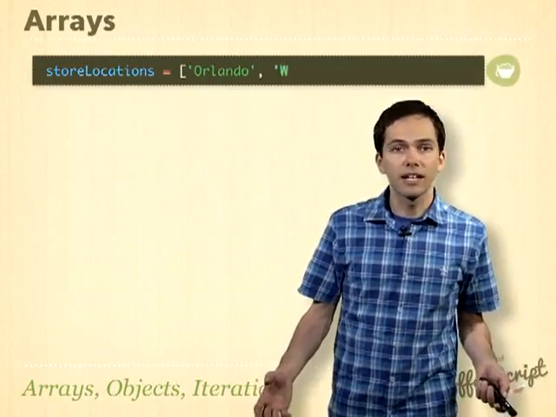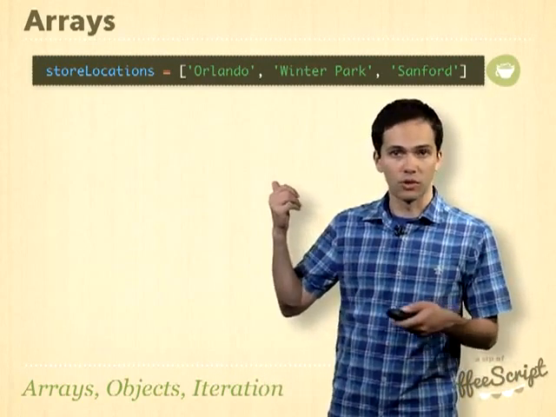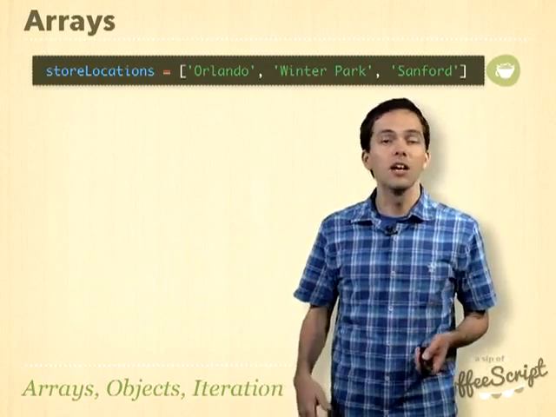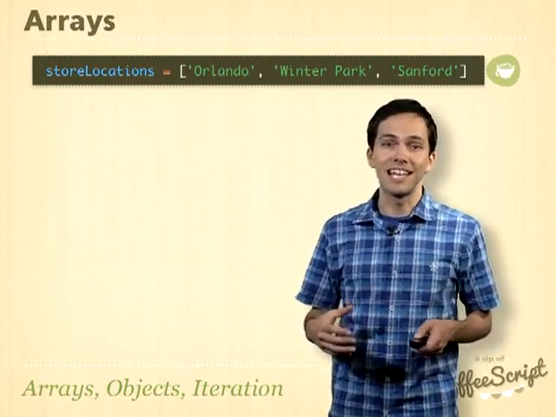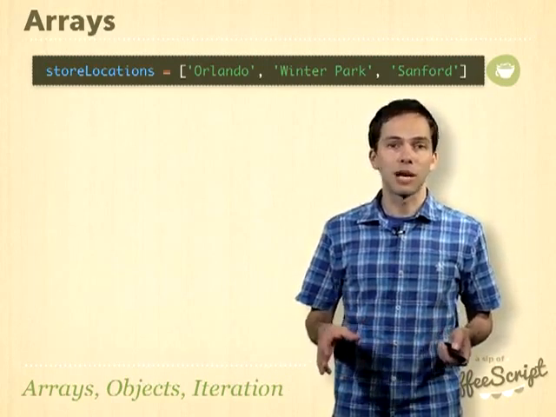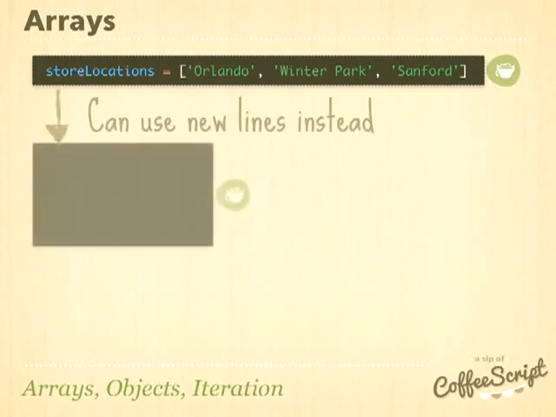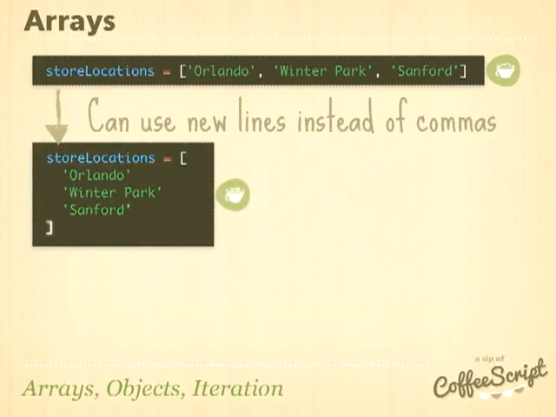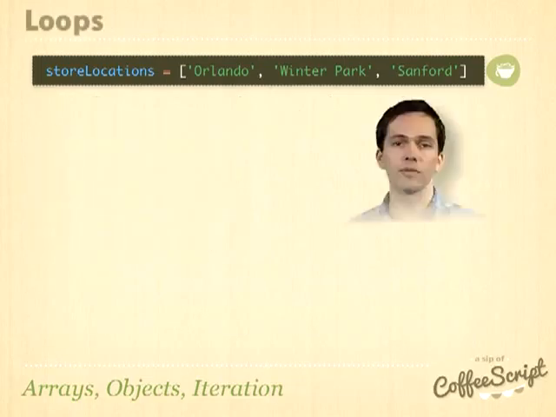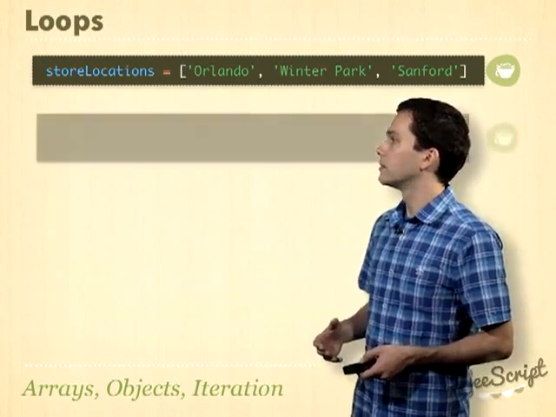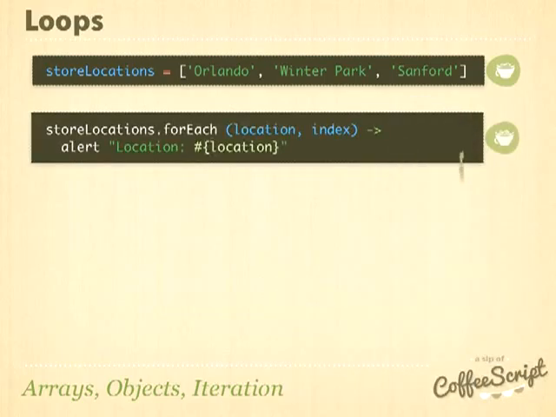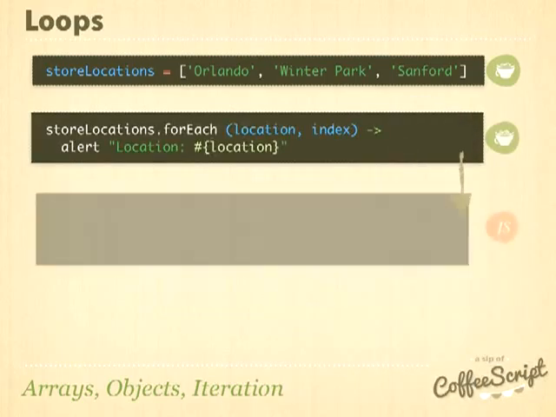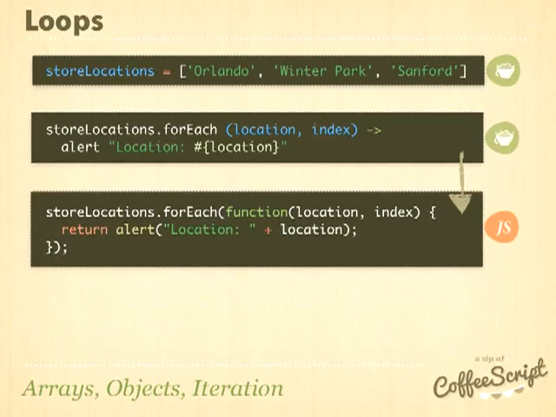To create a basic array in CoffeeScript, you can either do the normal sort of array syntax you see here, but you can also take out the commas if you use the proper spacing. So here you can see we have store locations, Orlando, Winter Park, and Sanford, just like that. Now let's talk a little bit about looping through the array we just created. So we can obviously just do a for each loop. That's going to translate from CoffeeScript into JavaScript like so. Pretty basic, nothing amazing there.